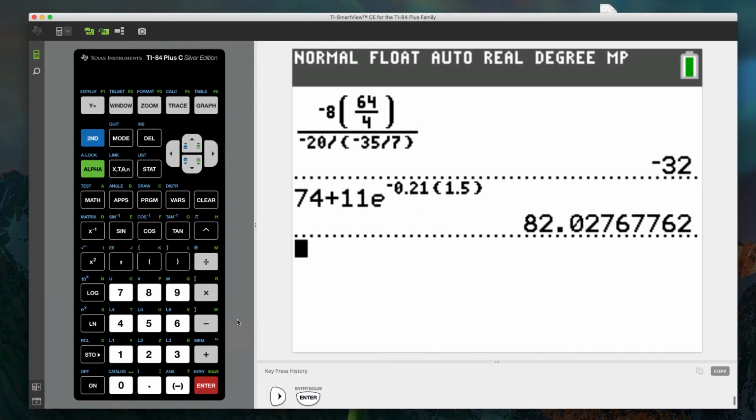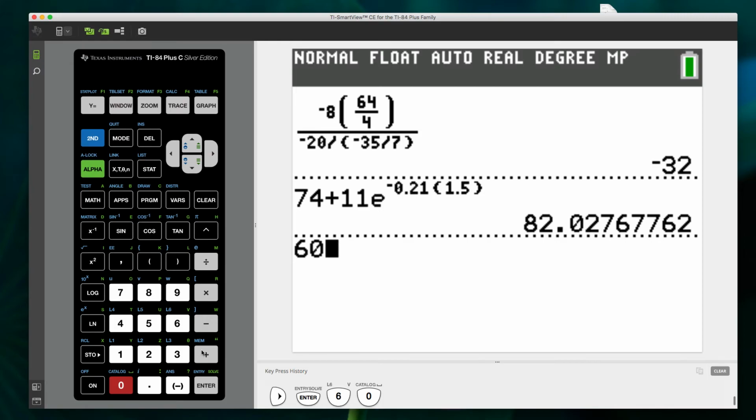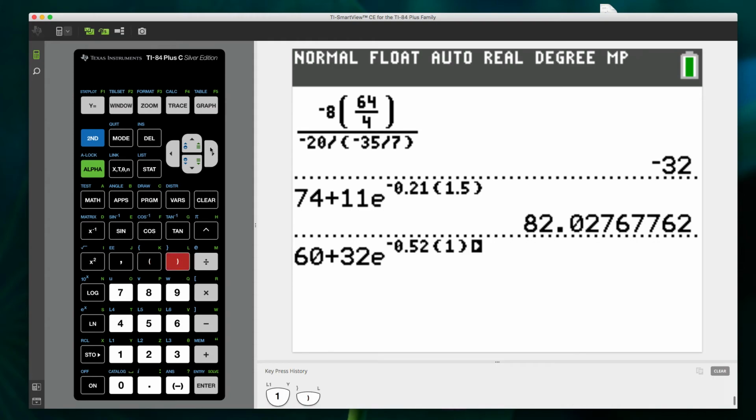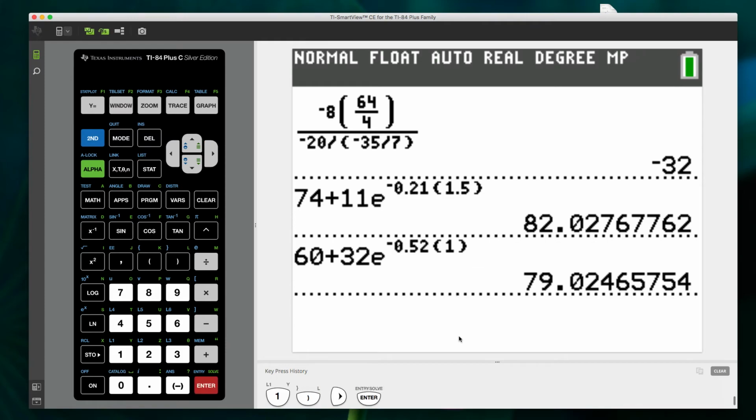So let's go over here to our TI-84 Plus, and in your case TI-86, and we're going to put this in here. 60 plus 32, second natural log, let's give you natural log e raised to negative 0.52 times, open parentheses, 1, close parentheses. And I'm going to hit equals. 79.024, all of that, and it's going to round to 79.